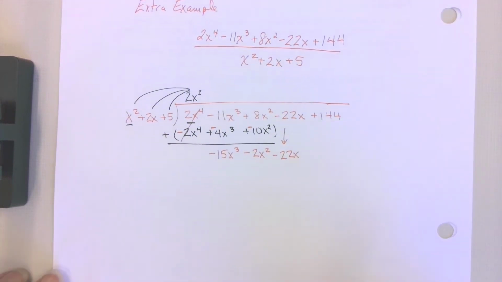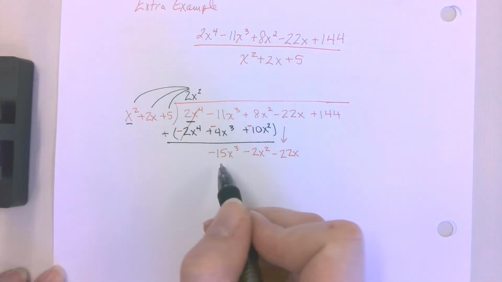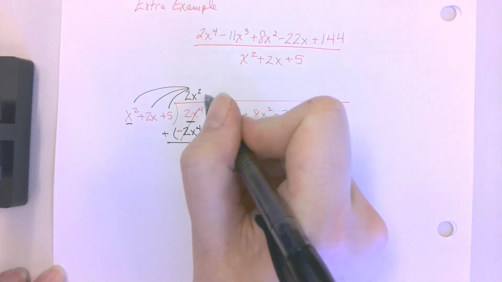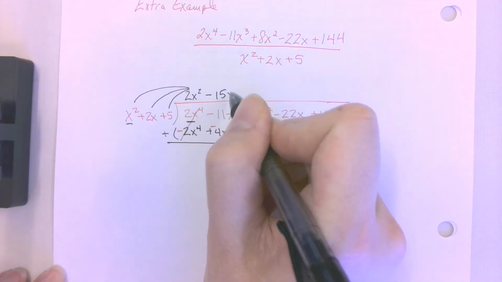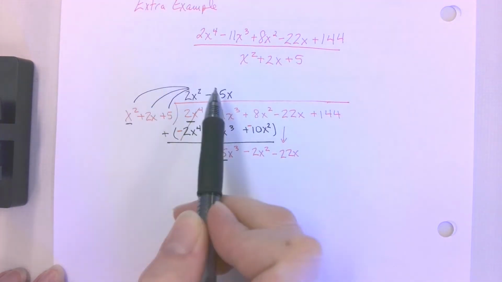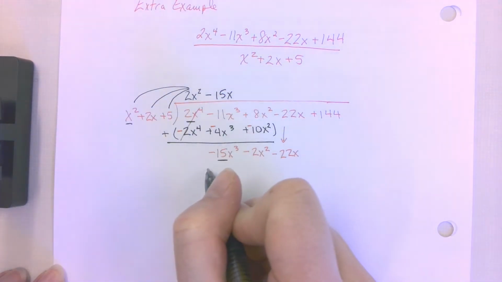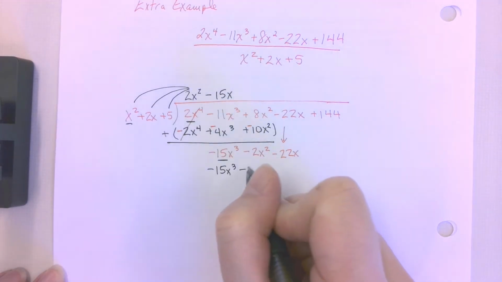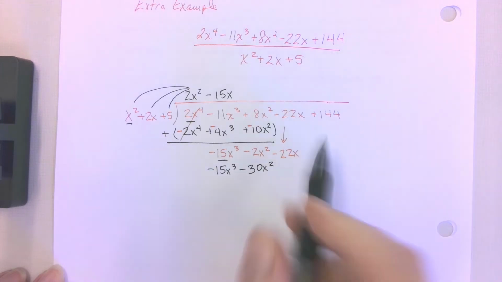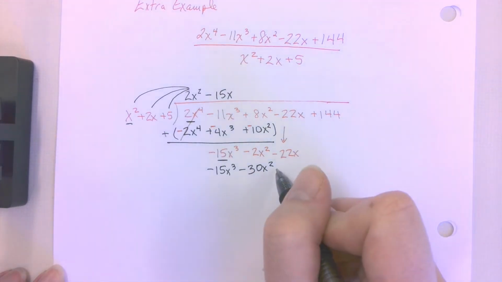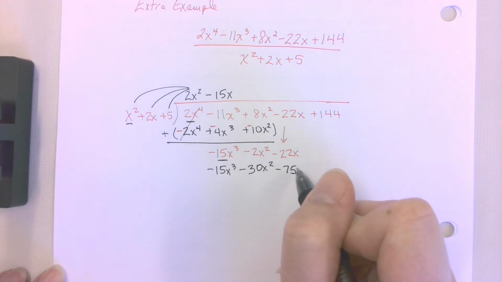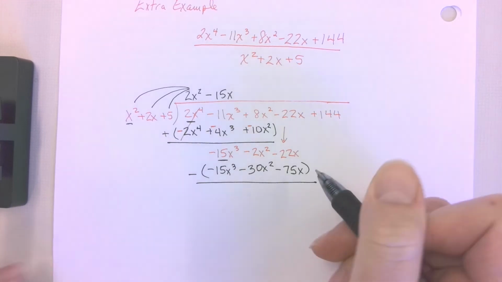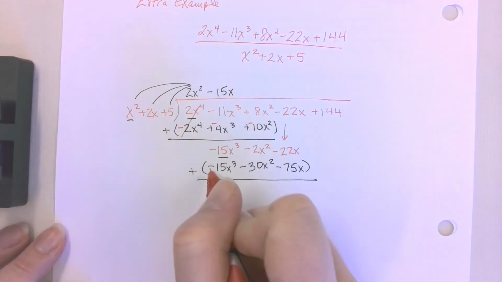I want to make this first term x squared into that negative 15x to the 3rd. So I'm going to multiply by a negative 15x. I'm again going to take that and distribute it. So I get a negative 15x to the 3rd. I get a negative 30x squared. And then a negative times a positive is going to be a negative, and I get 75x. I'm going to come in and subtract, and again change out my signs.